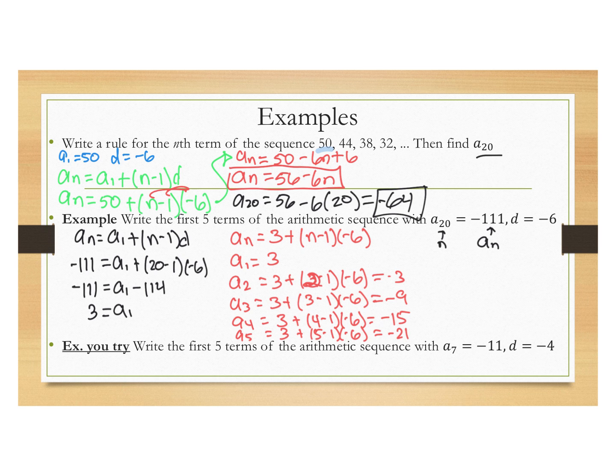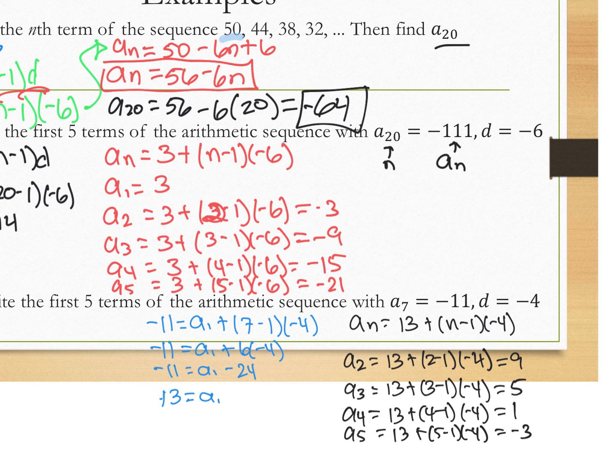Okay, now I would like you to take a minute or two and try the example you try. So hopefully on this example you try, you found the first term to be 13. Your rule for the nth term, a sub n equals 13 plus, in parentheses, n minus 1 times negative 4, and therefore your second term is 9, third term 5, fourth term 1, and fifth term negative 3.